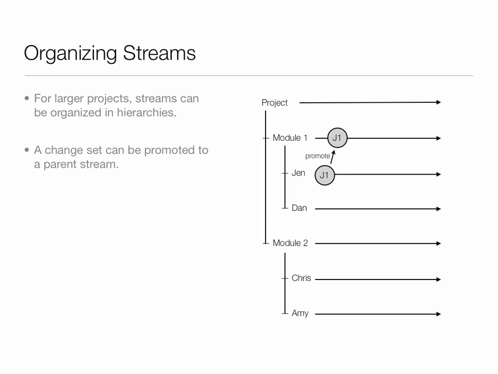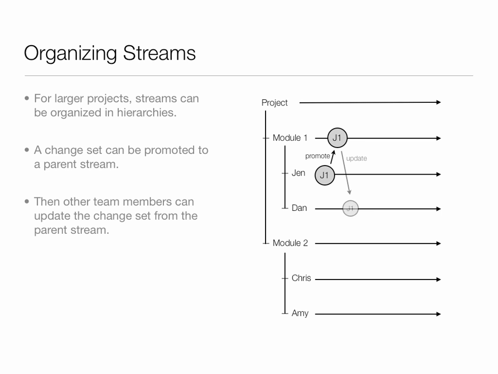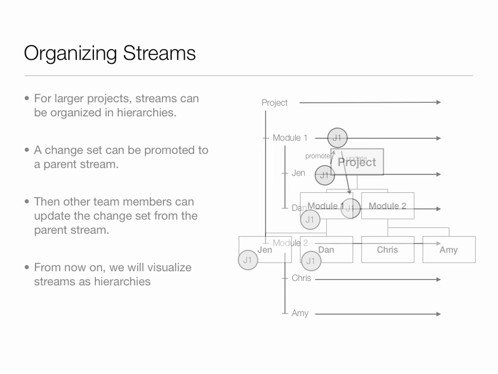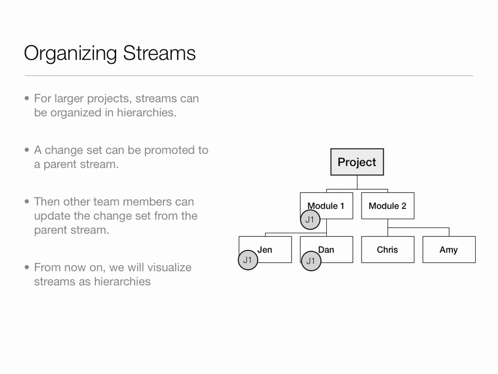For larger projects, streams can be organized into hierarchies. For example, here we see that Jen and Dan are working on Module 1 and Chris and Amy are working on Module 2. When Jen is done with a particular change set, which means some activity she did like implementing a new feature or fixing a bug, she can promote that change set to a parent stream, and then when Dan is ready, he can update from that parent stream. So these hierarchies help us organize how different changes or activities that developers do move between different workspaces and different projects.